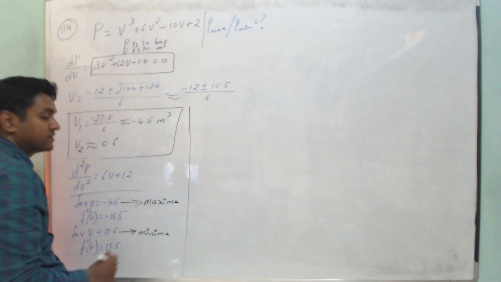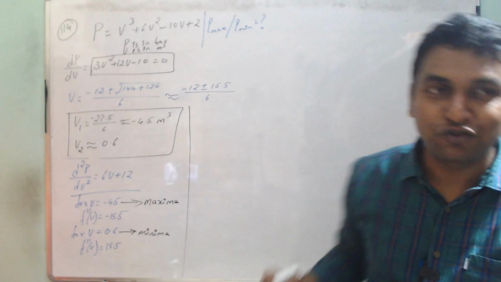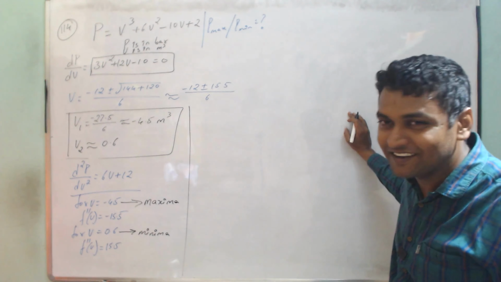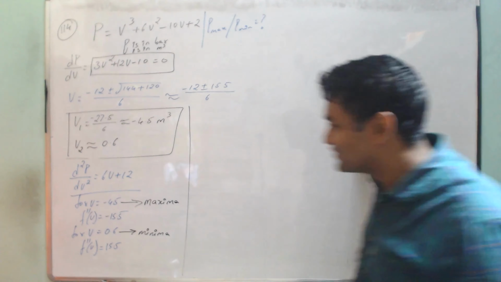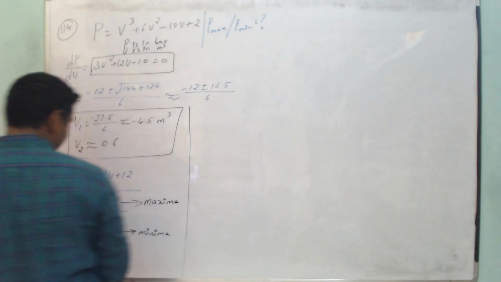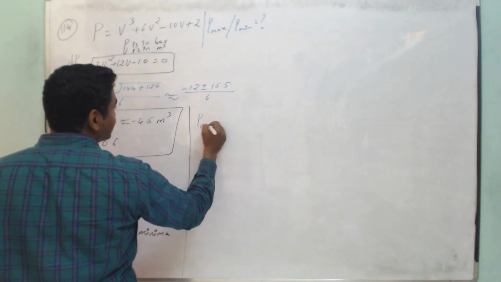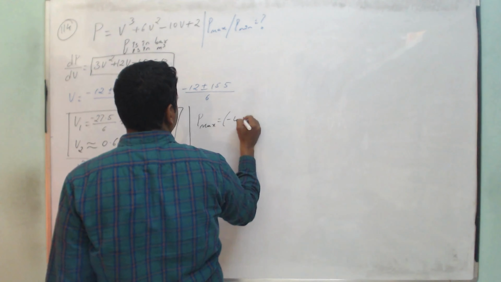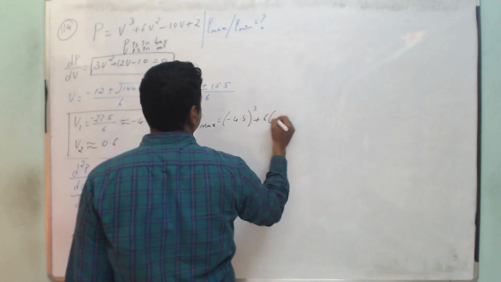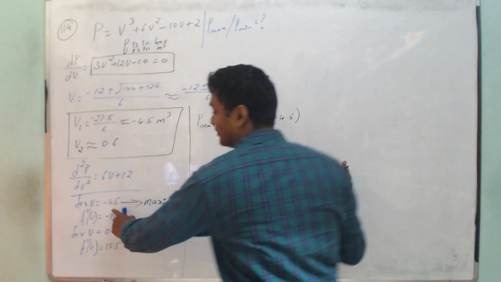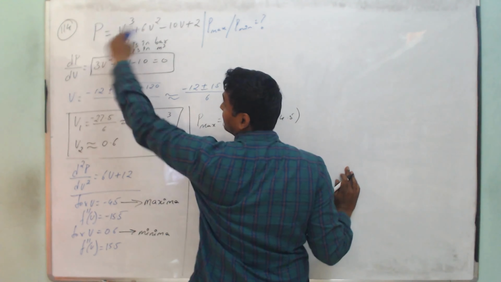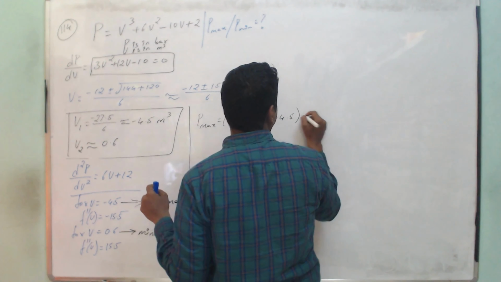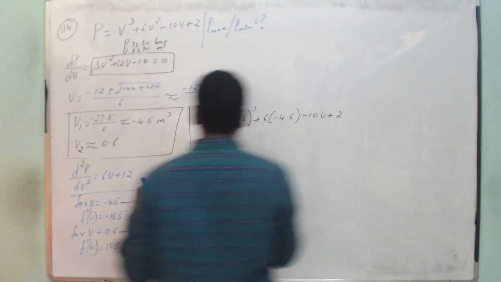So now I want to find the pressure maxima and pressure minima, correct? So what is it for maxima? I have to substitute V is minus 4.5. So maximum pressure is equal to, tell me what should I substitute? The value of minus 4.5 I will substitute in the equation, and I will get some answer to this.